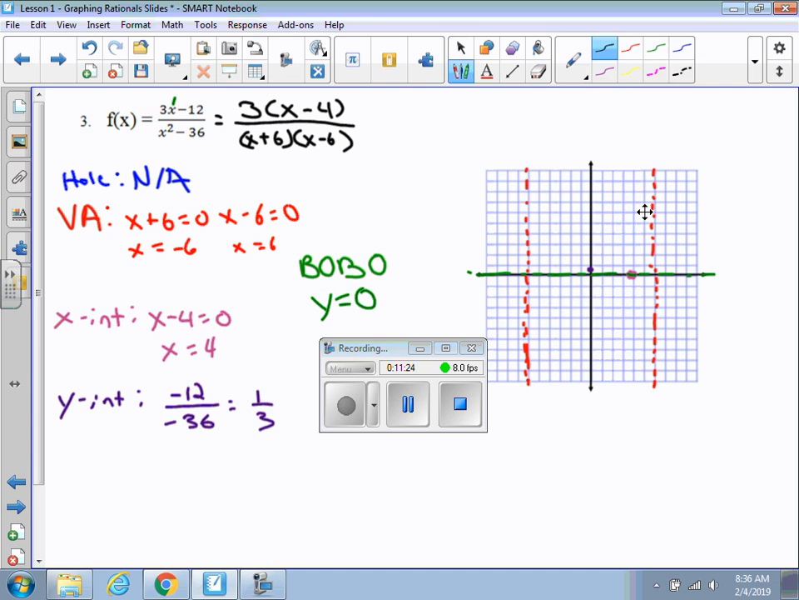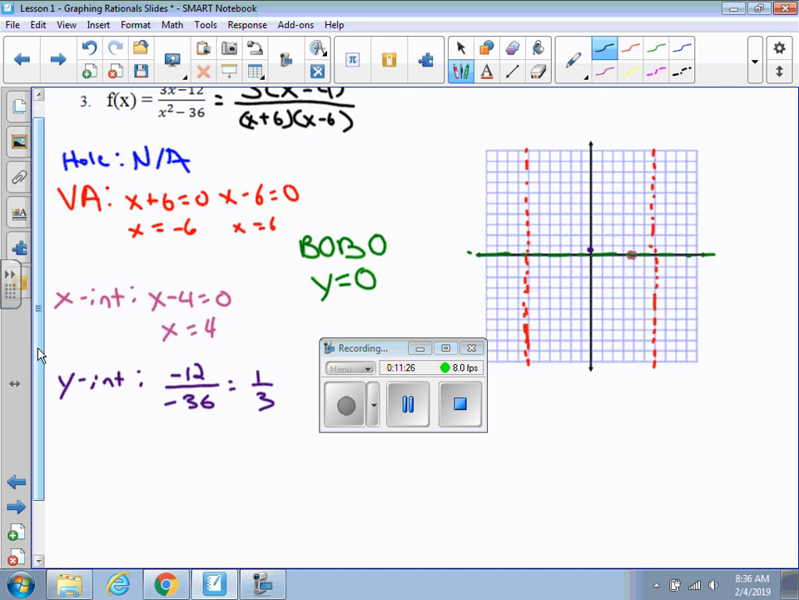So what we're going to want to do is plug in some other values for x. So I just chose randomly, because I want something to the left of that negative 6 asymptote, I plugged in negative 7. So if you find f of negative 7, you'll get out negative 33/13. Okay, so go to negative 7 and negative 33/13, somewhere in here. So we have a curve down here. If we plug in positive 7, we get 9/13. So go over to positive 7, 9/13. So it's going to be somewhere up here.